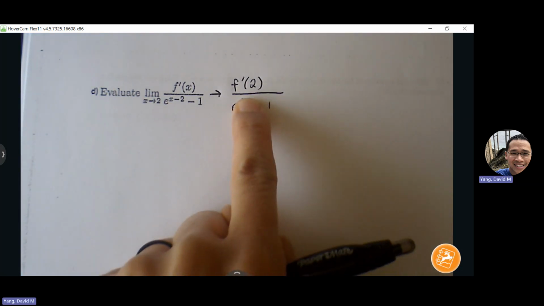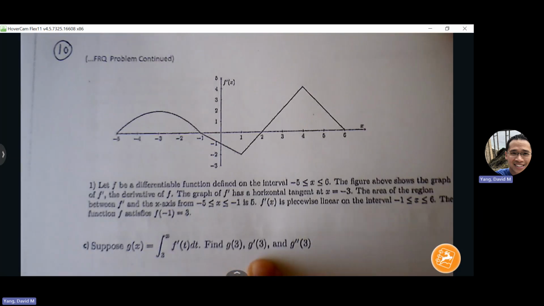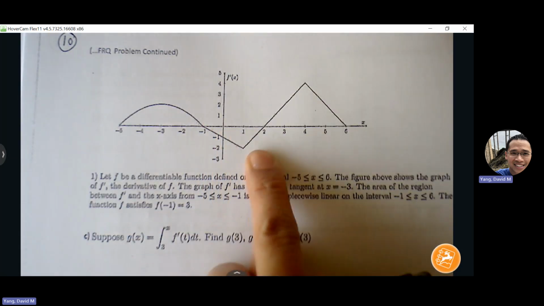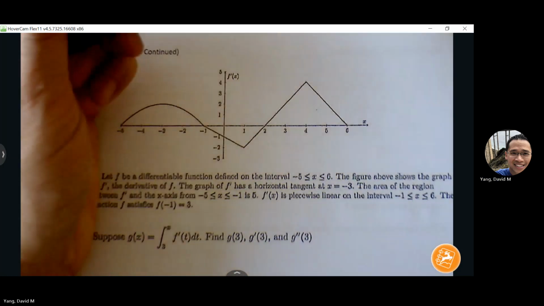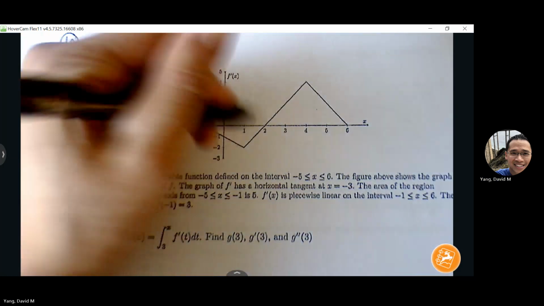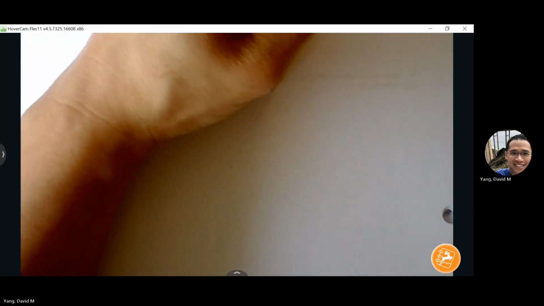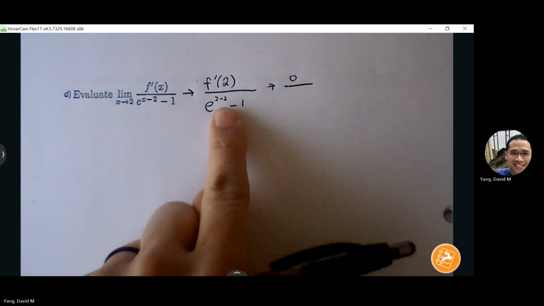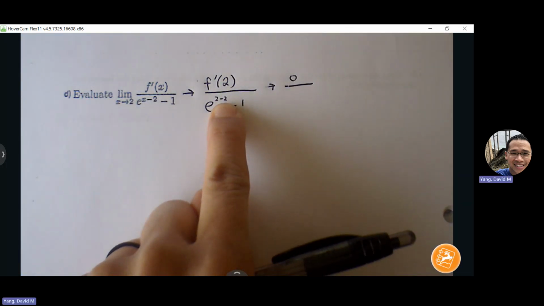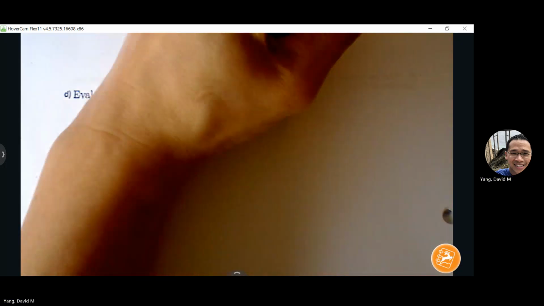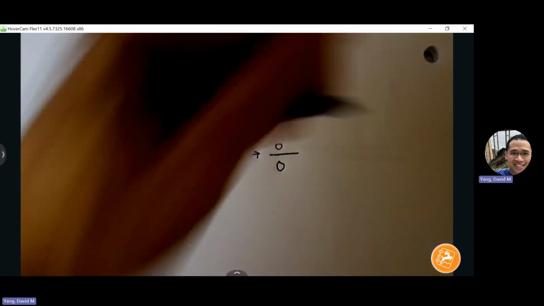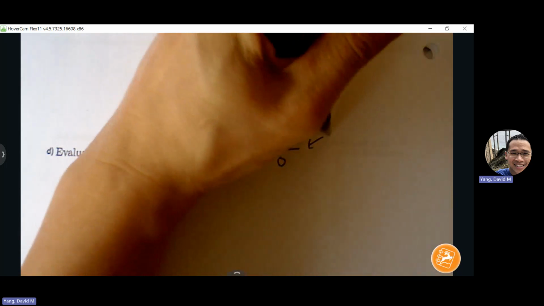Okay, so now let's see if we can get this down to a number. F prime of 2, what's F prime of 2? This is the F prime graph here. So what's F prime of 2 equal to? Yeah, it's just the y value, right? So F prime of 2 is 0. So e to the 2 minus 2, that's just e to the 0. E to the 0 is 1, minus 1 is 0. So this is something we call indeterminate form.